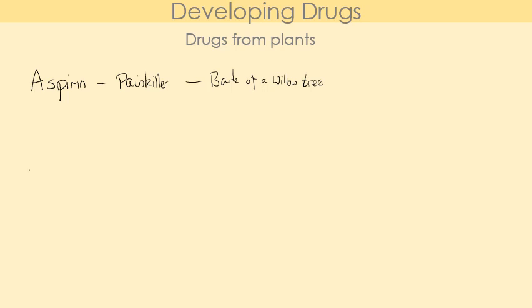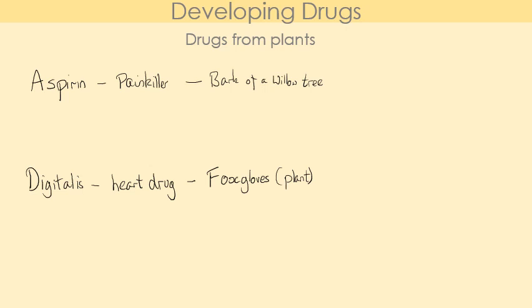The next drug we'll look at is Digitalis. Digitalis is a heart drug. It is used to correct arrhythmias in the heart, so dodgy rhythms of the heart. And we get that from the plant foxgloves, which is a nice purple plant. Nowadays, again, Digitalis is synthesized in a lab, but it is based on the chemical that is within foxgloves.